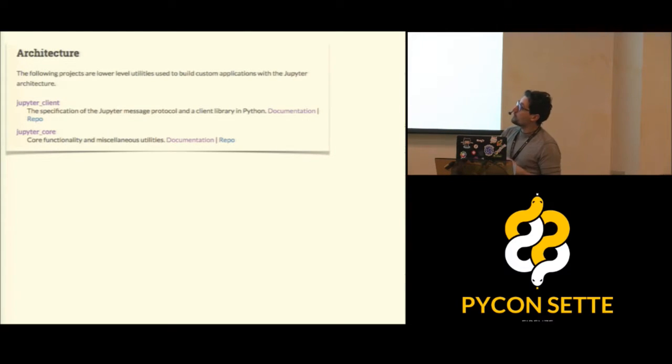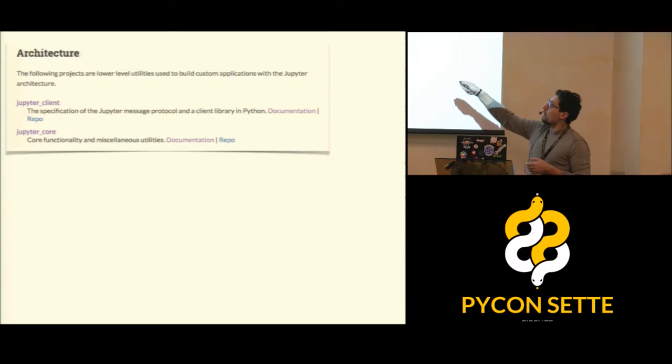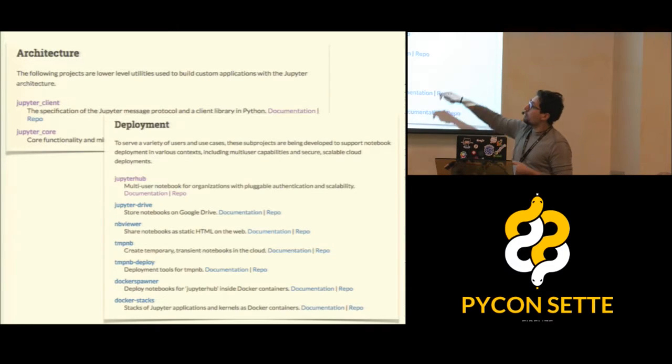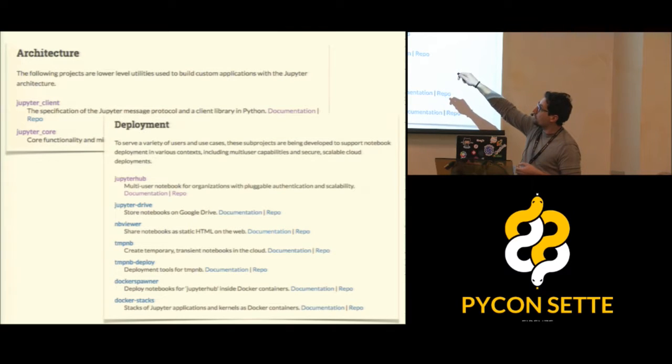Moreover, there are other projects such as Jupyter Client and Jupyter Core. As you may see from these screenshots, taken from the official documentation, every single project has its link to documentation and its own repository on GitHub. It's basically owned by the same GitHub user, the Jupyter user, but every single project has its own repository.